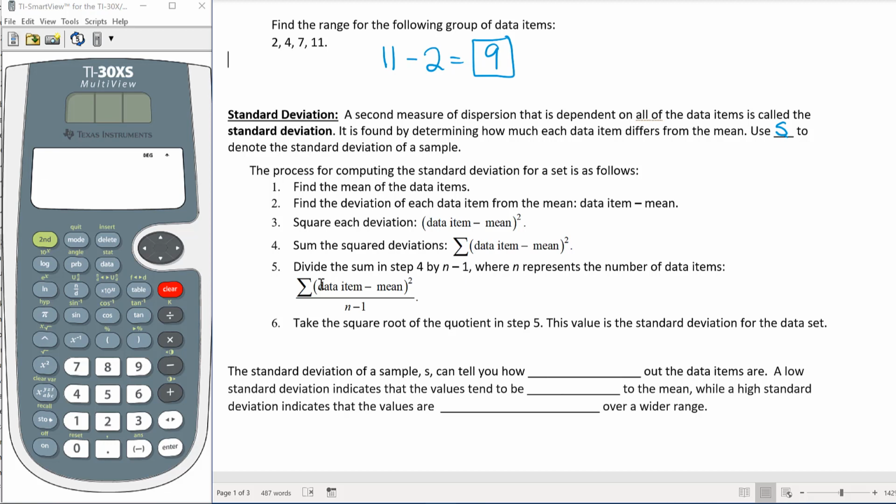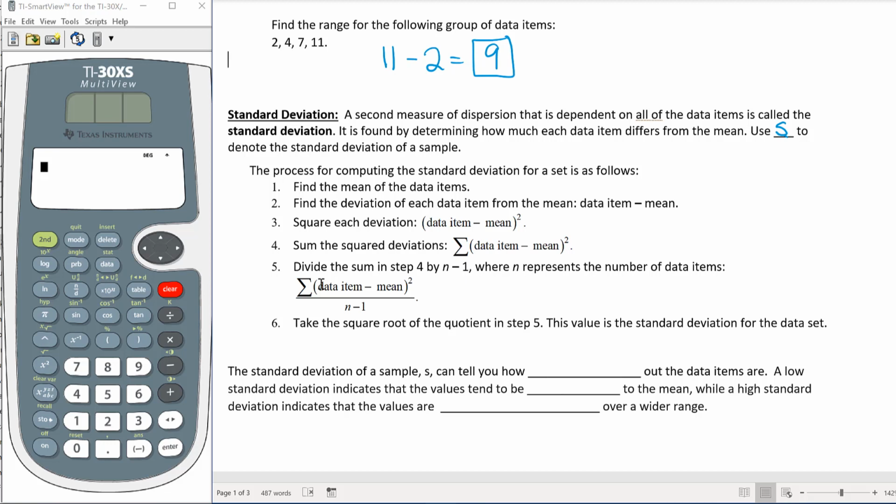Then, step 3, you're going to square that deviation. Then you're going to, step 4, add all of those squared deviations. So we're going to add them all up. And this big fat E is called summation. It's the Greek letter sigma, and it tells you to add up all of those. Then in step 5, it says divide the sum that you found in step 4 by n minus 1. So we take the sum of the data item minus mean squared, divided by n minus 1. And then lastly, we're going to take the square root of the quotient that we found in step 5. This is going to be the standard deviation of the set.